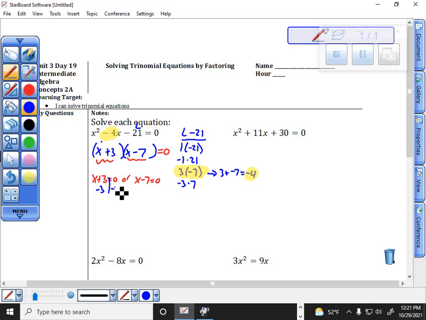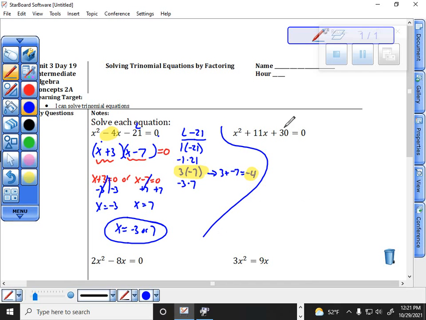Subtract 3 from both sides, so you get x equals negative 3. Add 7 to both sides, so you get x equals 7. So my answer is x equals negative 3, or it could be 7. Either one of those numbers, when put back into the equation, will give me 0 as a result.